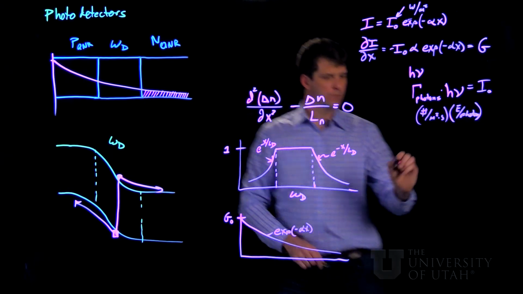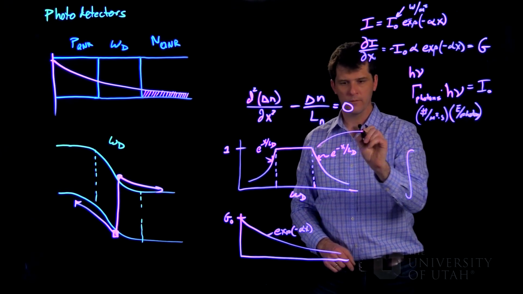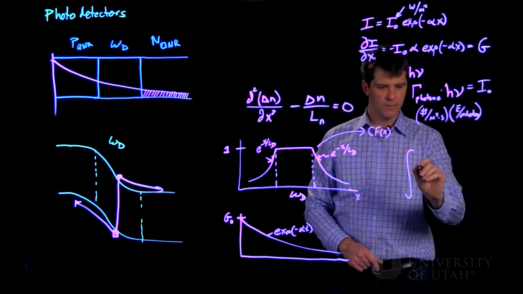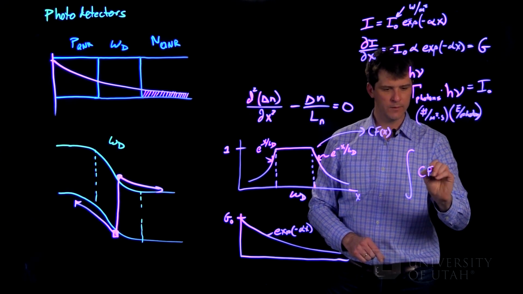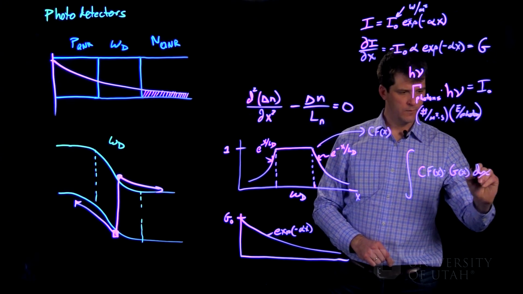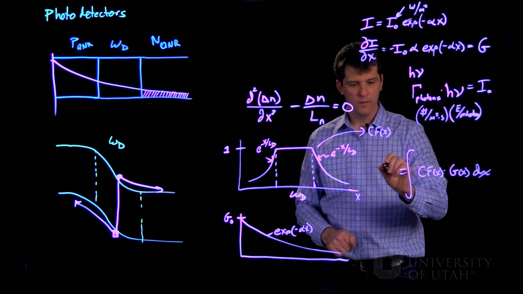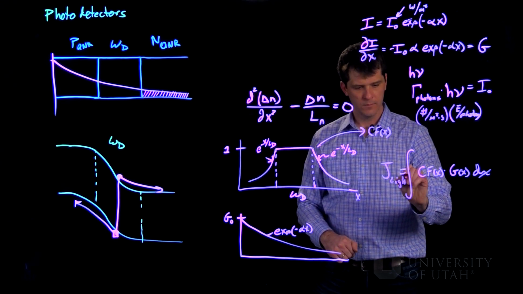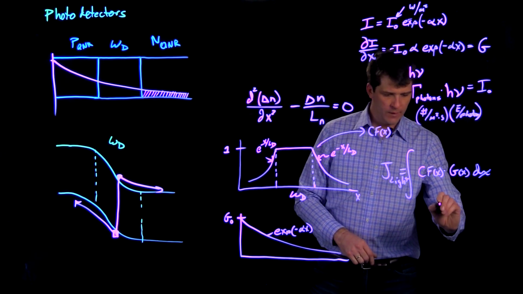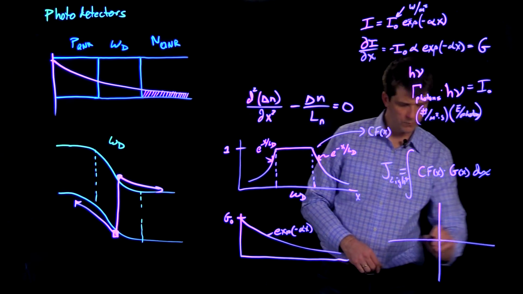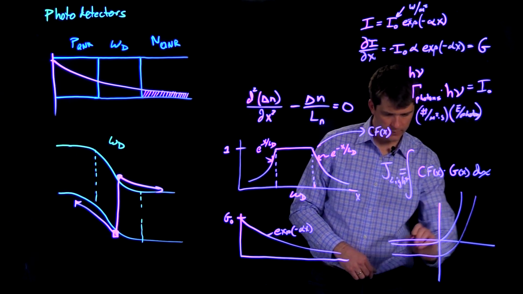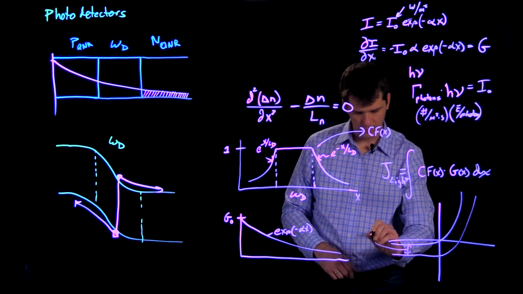So if we multiply these two things together, I'll call this my collection function of distance x. I'm just going to do this schematically. My collection function of x times my generation rate of x, dx. That will give me my overall current from the diode this way. Once I know the current from the diode, I can go back and superimpose it on this IV curve that we drew before. So this is none other than the J light here.